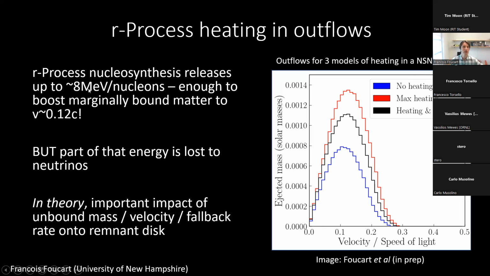If we assign all of the heating to kinetic energy of the outflows, we end up with something like the red curve. And for our best estimate of how much of that energy is actually used to accelerate the outflows, or about half, we end up with the black curve here. And you can see that there is nearly a factor of 2 difference in the amount of mass ejected, as well as a significant difference in the asymptotic velocity of the outflows, depending on whether you take that R-process heating into account or not.